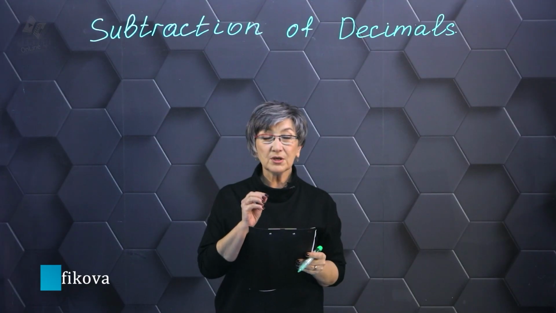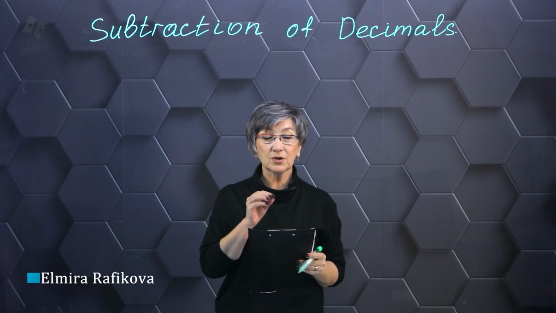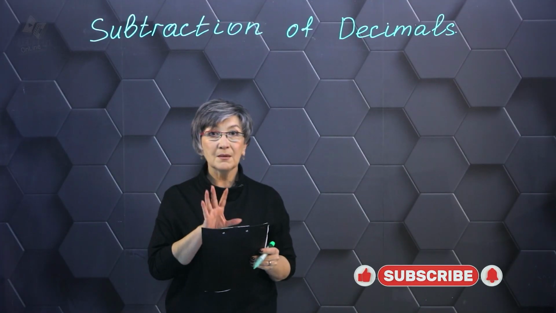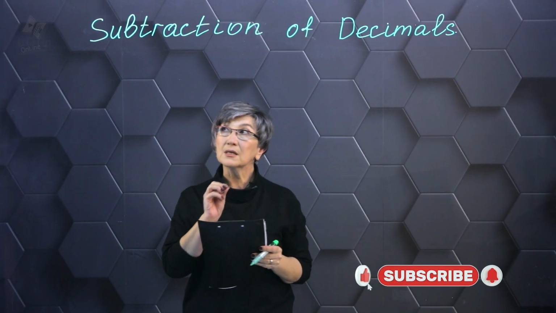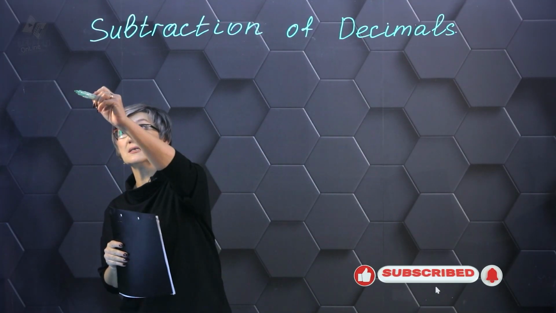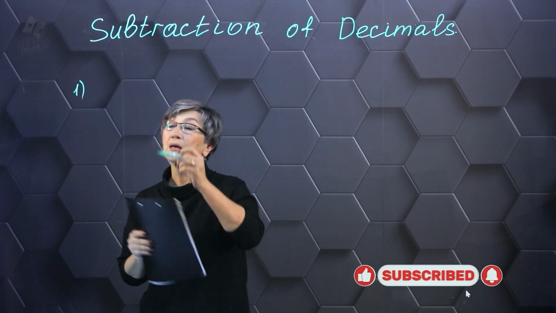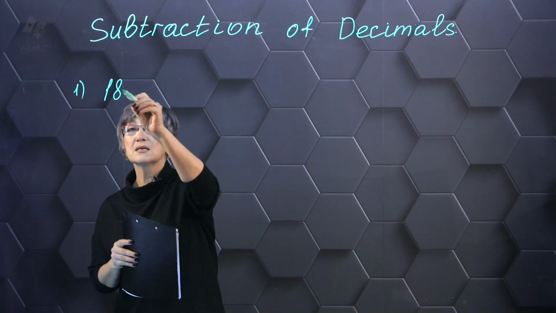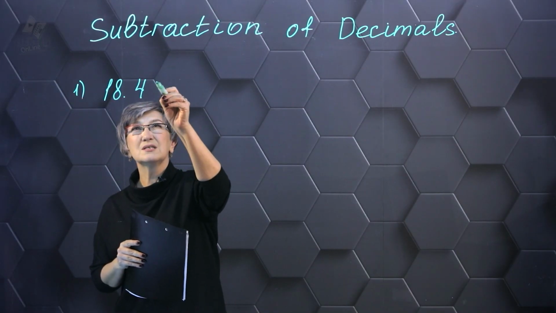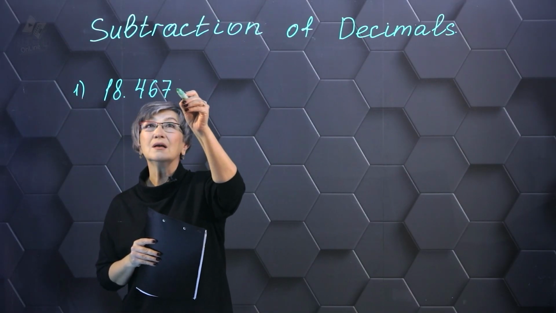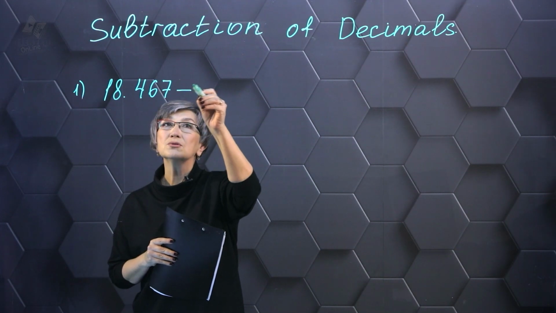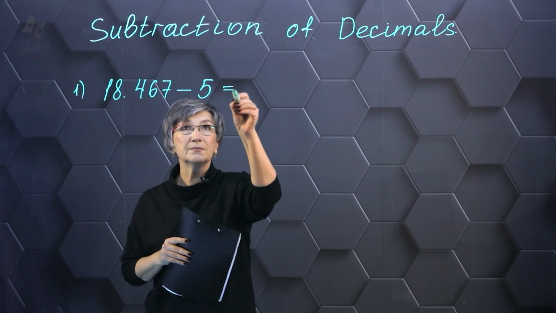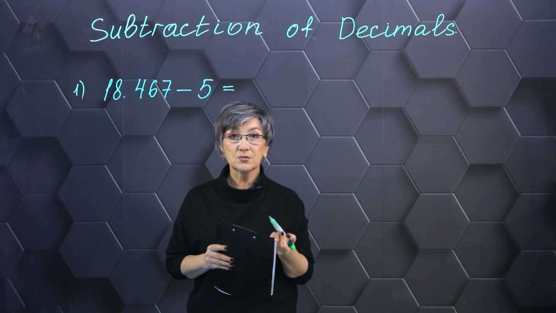Hello, today in the lesson we will look at several examples of subtracting decimals. We know the algorithm for subtracting decimals, but I want to look at an interesting example. I need 18.467 minus 5 equals... What do I do in this case?